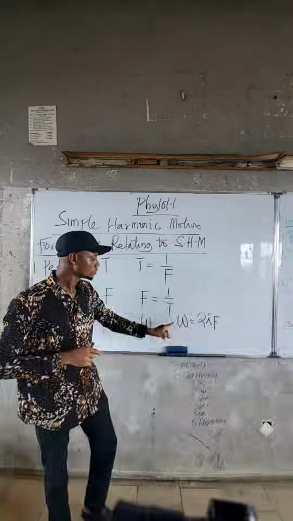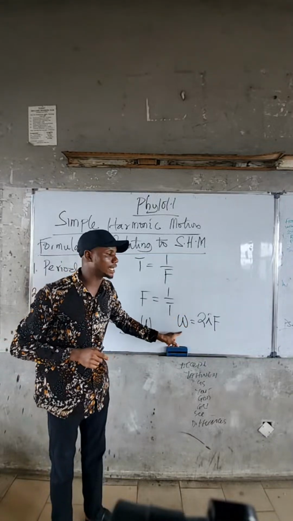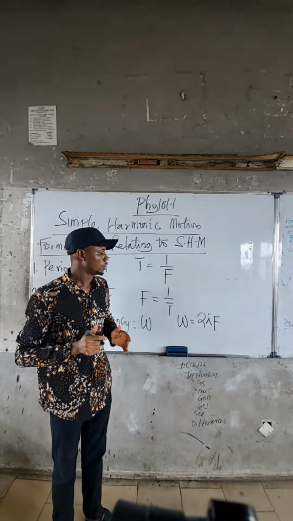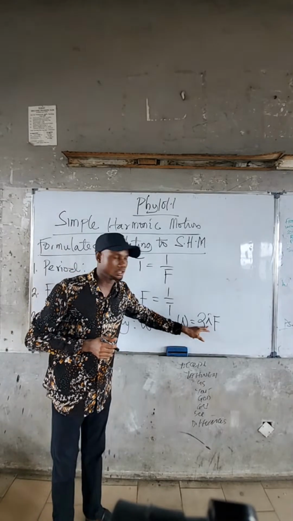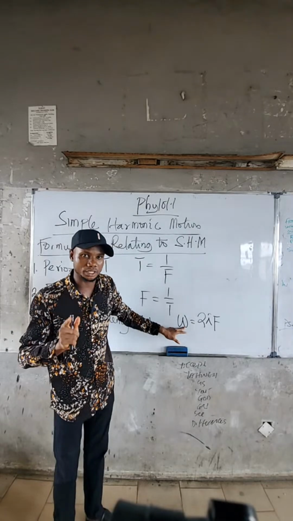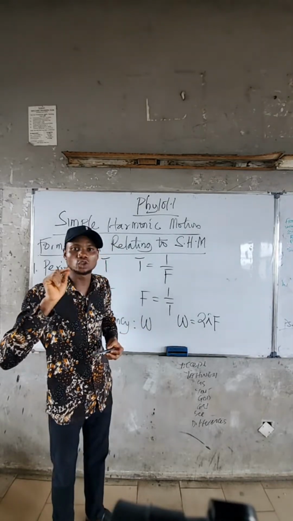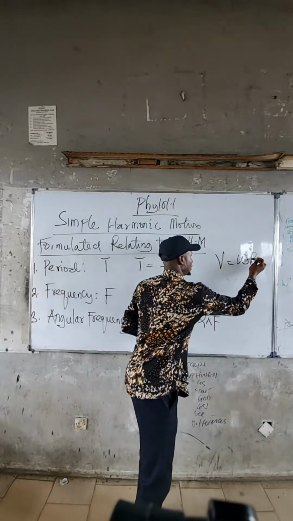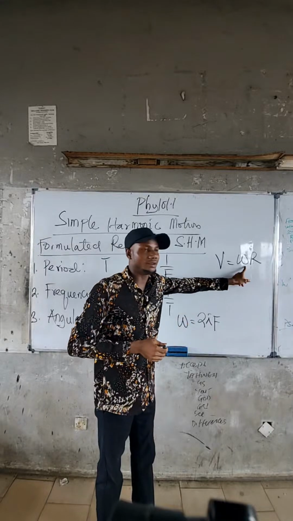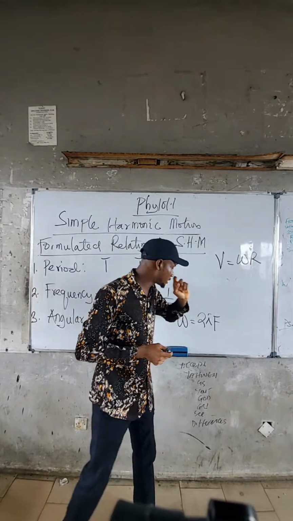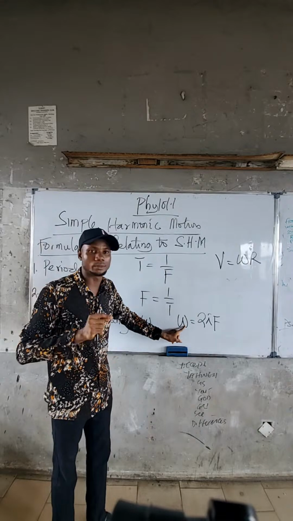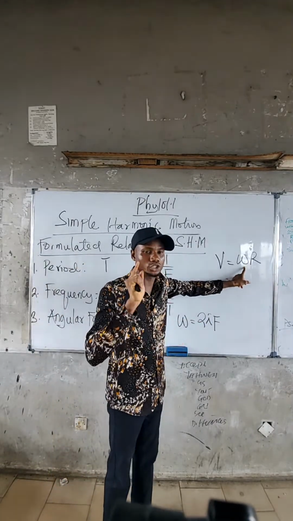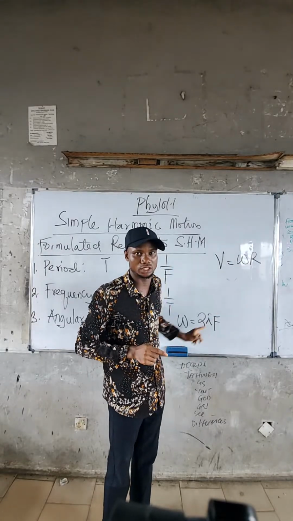Listen. Sometimes this omega can change its name depending on what you are relating omega with. If you are relating omega with frequency, you call it angular frequency. But if you are relating omega with velocity, like V equals omega R, we call it angular velocity. Please take note of this.